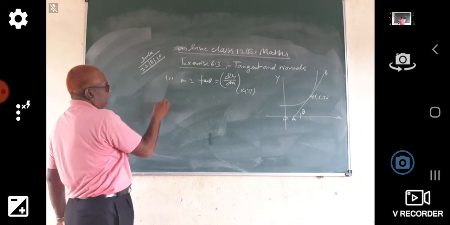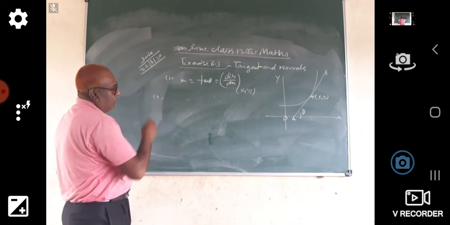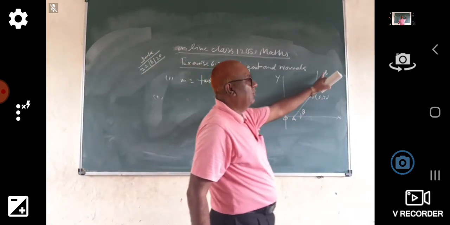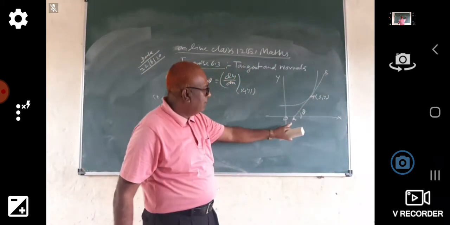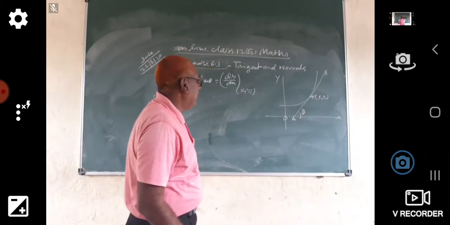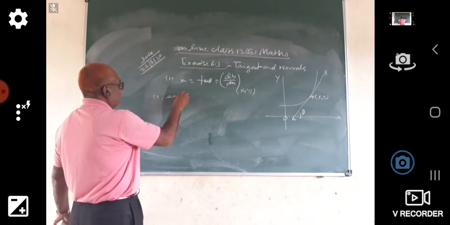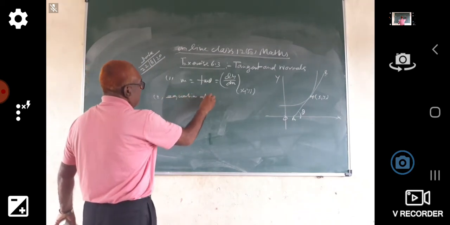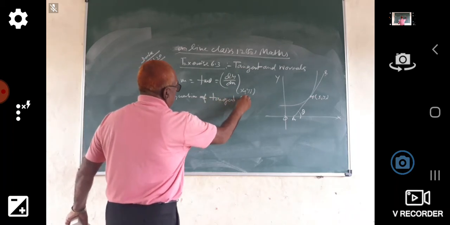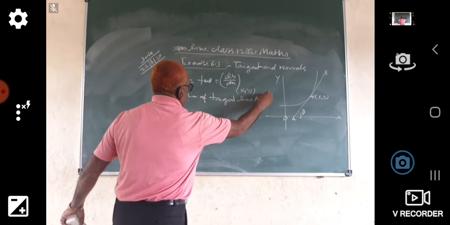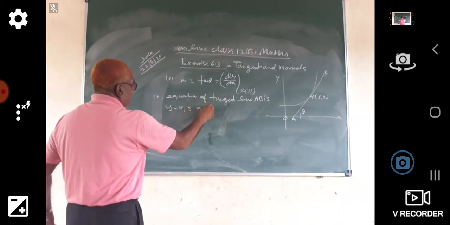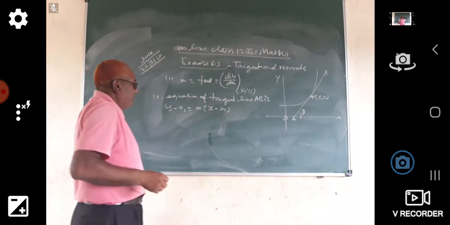This is the first property, and second, what is the equation of the tangent line? So you have this line, and we have to find the equation of this line AP. So the equation of the tangent line AP is y minus y1 is equal to m into x minus x1.